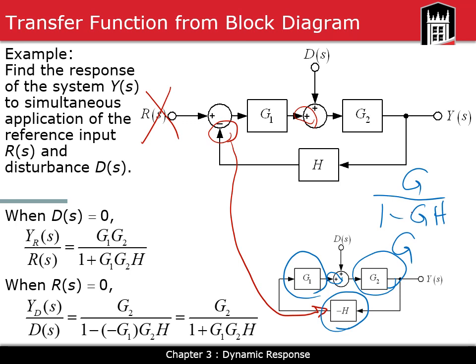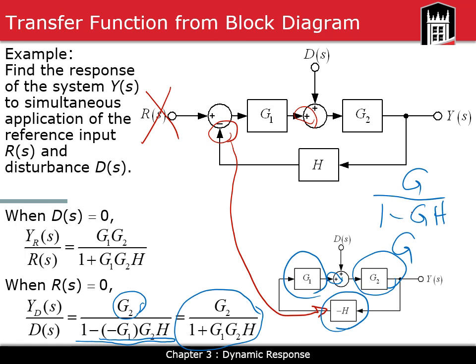So if I use the formula, in the numerator I'll have G2, so just put G2 in the numerator. In the denominator, 1 minus G2 times negative H times G1. So this is what we have in the denominator. The negative signs will cancel out. The answer would be G2 over 1 plus G1 G2H. This is the transfer function from D to Y.